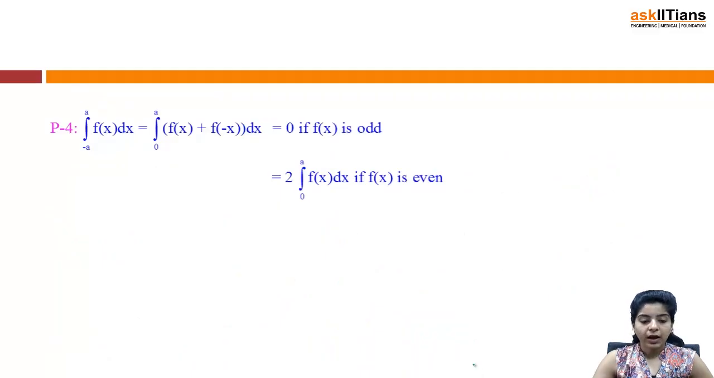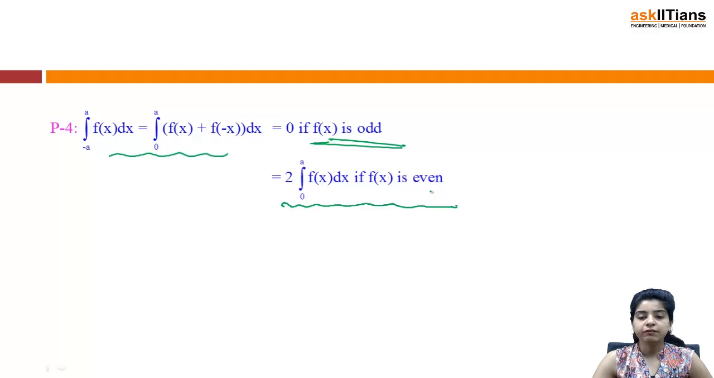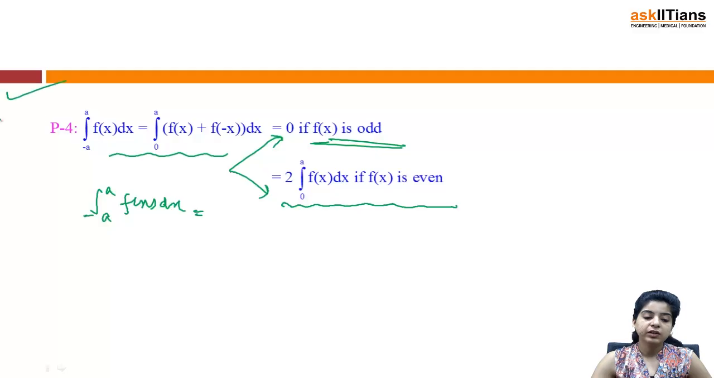The next property that we have is integral from minus a to a f(x) dx is equal to integral 0 to a of f(x) plus f(minus x) dx, and this will be equal to 0 if f(x) is an odd function, and it will be equal to twice of integral 0 to a f(x) dx if f(x) is an even function. So this basically means that integral minus a to a f(x) dx is equal to either this or this. It will be 0 in case f(x) is odd, and twice of 0 to a f(x) if f(x) is an even function. And this property is extremely important because it helps you in reaching your solution within seconds.